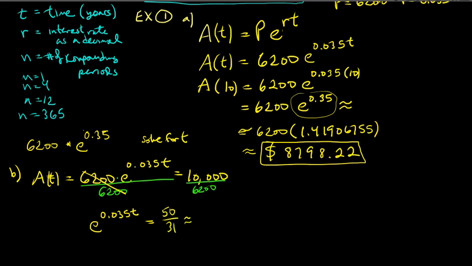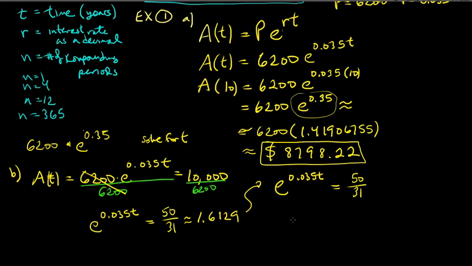I think we get 1.6129. That's to 4 decimal places, and that should be enough. So what do we get now? We get this equation. I'm writing equals, but remember this is approximate. Or, if you don't mind, I could just write the 50 over 31. I'd rather do that for now.